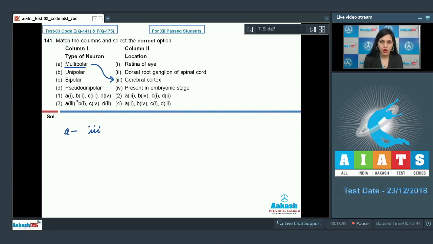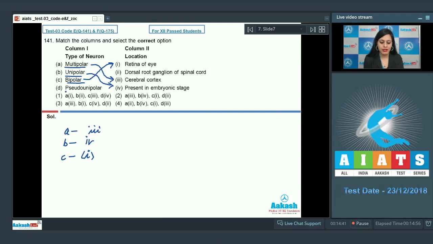The second option given in column 1 is unipolar. Unipolar neurons have a cell body with only one axon, and these are found in the embryonic stage. So B in column 1 goes with 4 in column 2. The next option given in column 1 is bipolar, and bipolar neurons have one axon and one dendrite, and these are found in the retina of the eye. So C in column 1 goes with 1 in column 2.